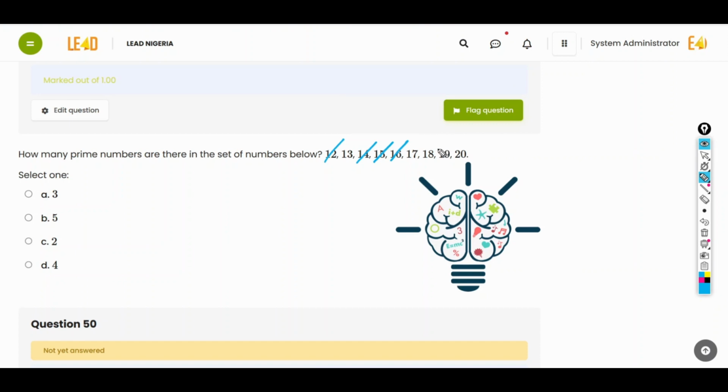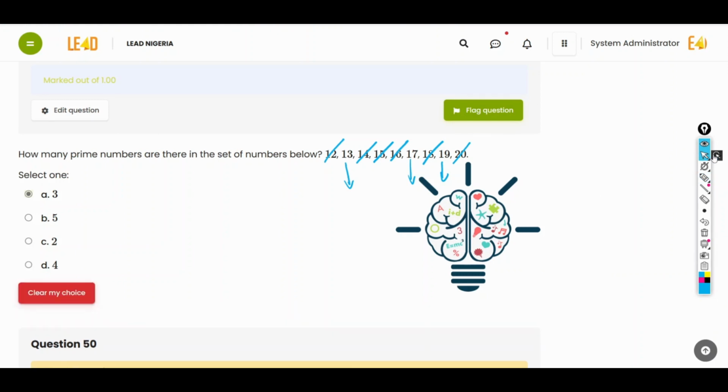18, 2, 3, 6, 9 can divide 18, so 17, 19, nothing else can divide 19. And of course 20, 2, 5, 4, 10 can divide 20. So we have 3 prime numbers. We have 13, 17, and 19. That makes the correct option A. Option A.